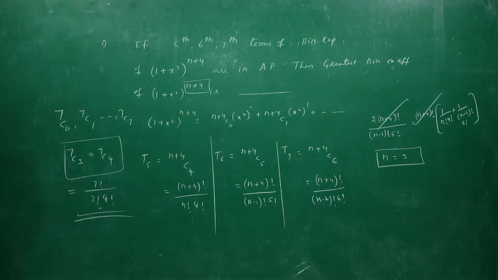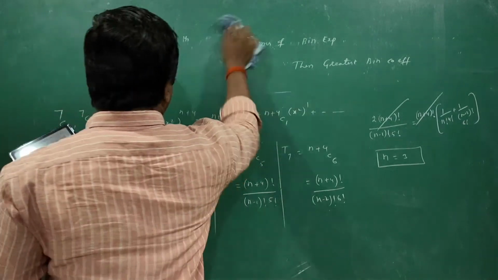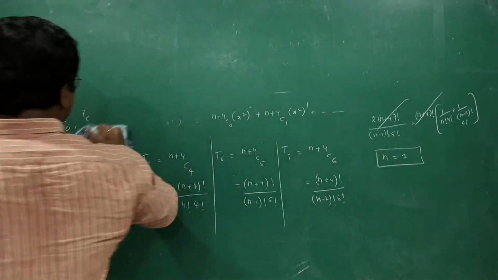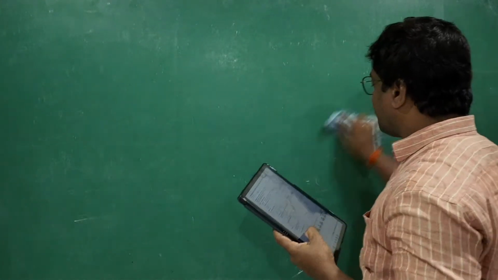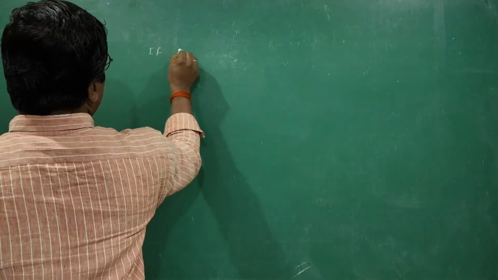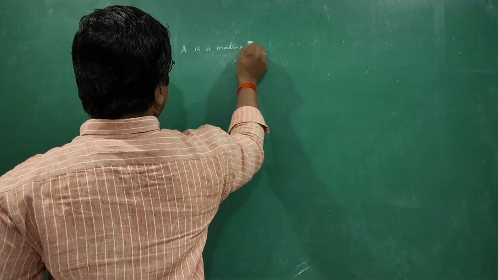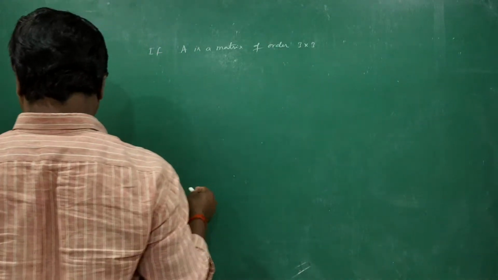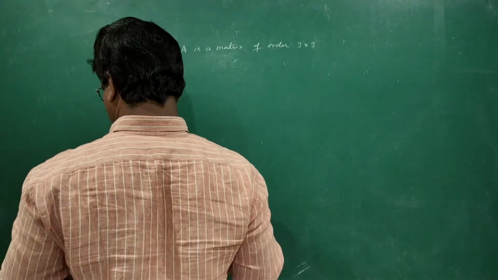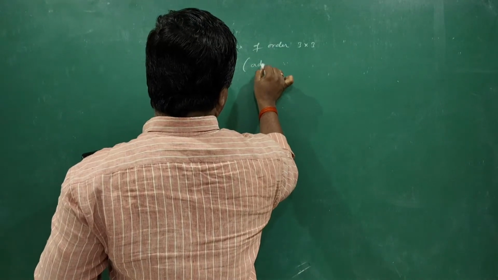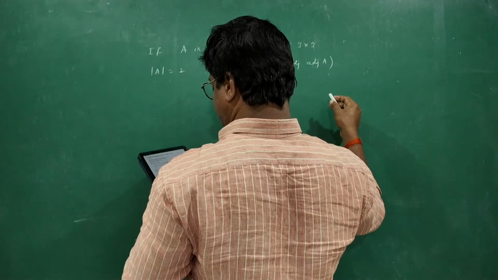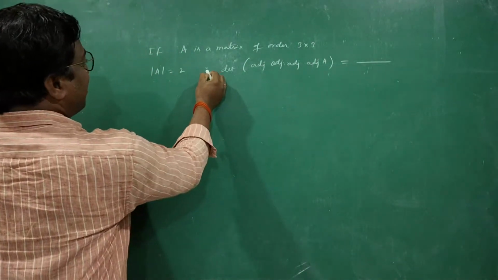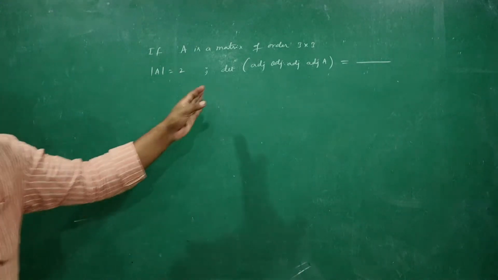Next, let us see the second question from the topic matrices. Very easy question. From 2 years onwards, the same conceptual question we are going to get in the matrices topic, based on the property of the determinant of adjoint of A. Here the question is: if A is a matrix of order 3 cross 3 such that determinant of A equal to 2, then the question is the determinant of 4 times adjoint A is given. You need to find the determinant of adjoint, where adjoint is given 4 times inside the determinant.